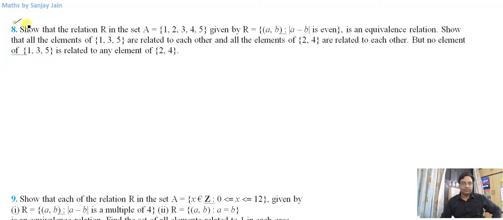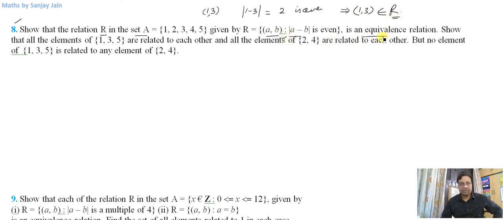Let us look at this question now. Show that relation R in set A is given by this, such that |a - b| is even. So whatever ordered pairs will be there in this relation, the difference is even. For example, if I take (1, 3), 1 minus 3 and then I have to take the mod, which is nothing but 2, which is even. So I can say (1, 3) is present in this relation. So this relation is defined like this.